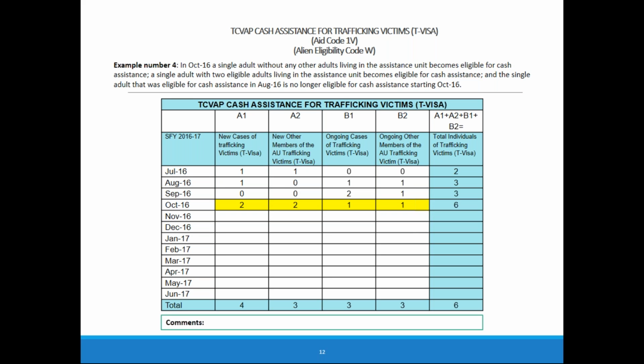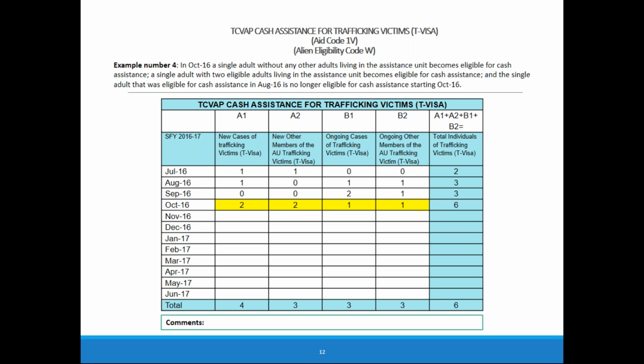On column A1, enter two for the two new cases. On column A2, enter two for the two eligible other adults living in the assistance unit. On column B1, enter one case because there is one case from previous month that is no longer eligible for cash assistance. And on column B2, enter one for the ongoing other member living in the assistance unit. Note that the number of ongoing cases and ongoing other members were accumulated after each example. Also note that the counties are not responsible to enter the total amounts. This information will be automatically calculated.